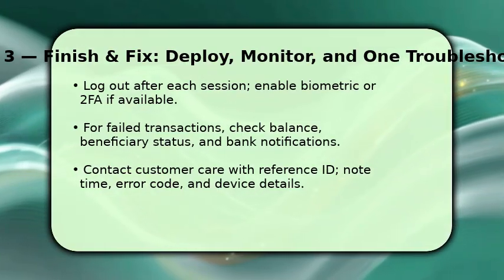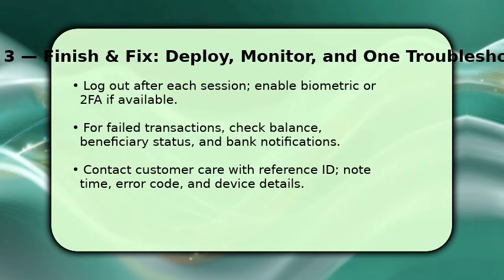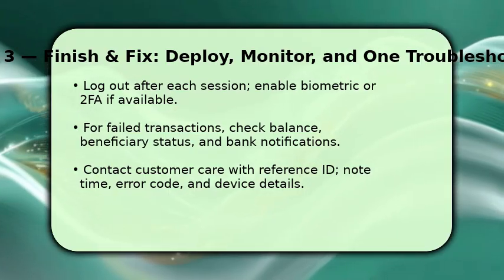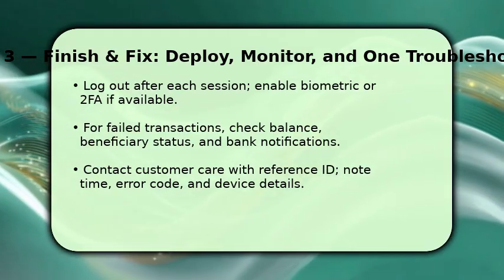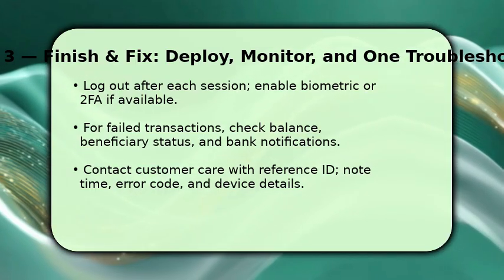If something goes wrong, like a failed transfer, first check your available balance, beneficiary registration status, and transaction limits. Make sure your mobile number is active to receive OTPs and check for maintenance notifications.